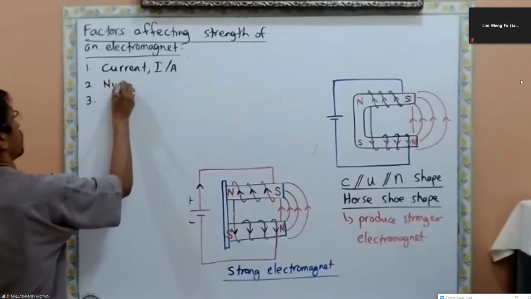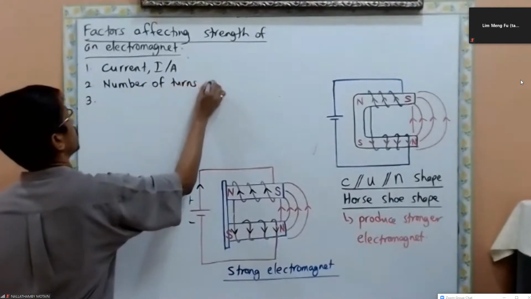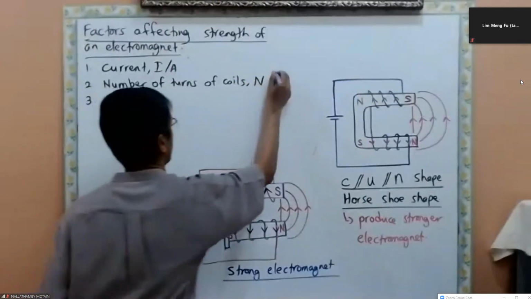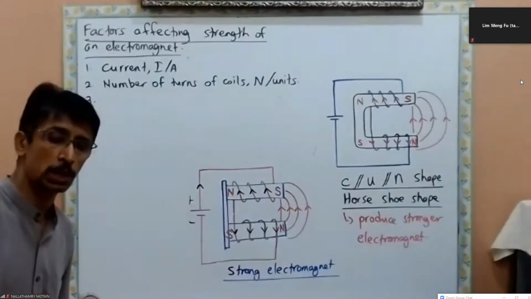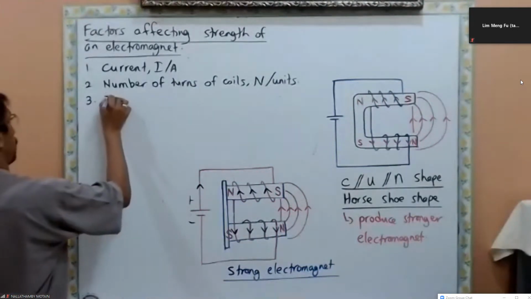Second one is number of turns of coils. So we use N capital letter and units if numbers. If it refers to numbers, we use what? N, yeah? N, number of turns. And then the third one is type of core.